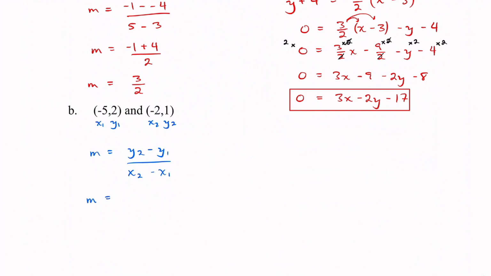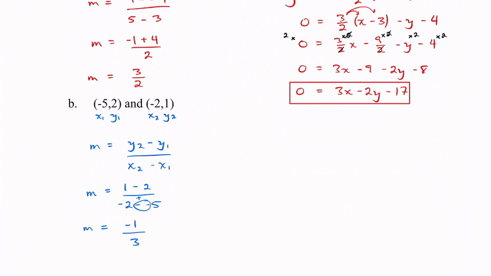So y2 was a 1, then we had minus, y1 is a 2, divided by, and then x2 was a negative 2, subtract, and then x1 was a negative 5. So in the top, 1 minus 2, that's just negative 1. And then in the denominator, these two negatives, that's going to be a plus. So it's negative 2 plus 5, so that's going to give us a 3. So our slope is negative 1 over 3.